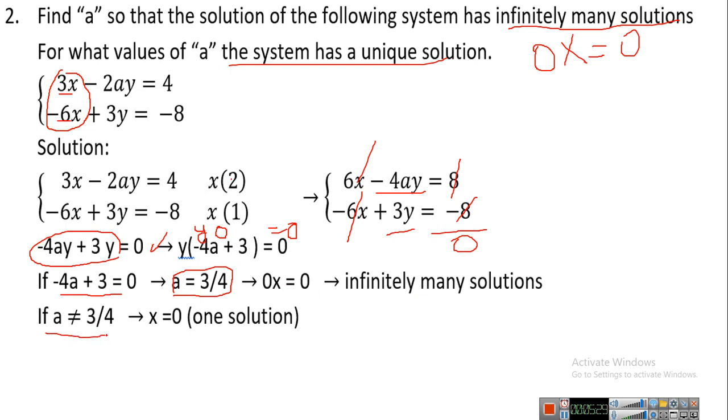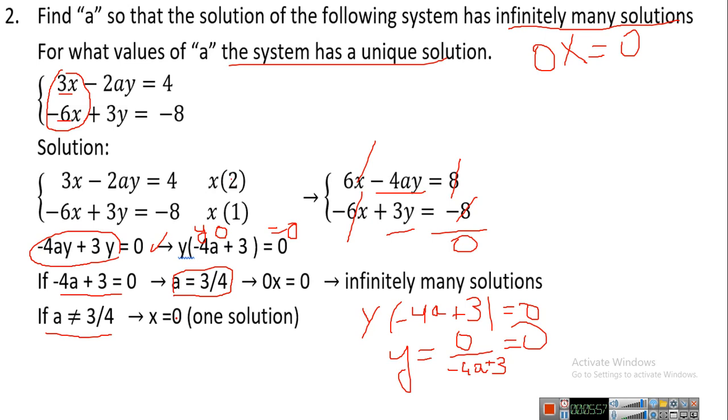And if a is not 3 over 4, what do you get? The coefficient of y is a number which is not 0, any number except 3 over 4. So you can solve it. You're going to get y will be 0 over that number. 0 over any number is always 0. Okay, so you're going to get here x is 0, sorry, here you must have 0y, because I did copy paste, and here you must get y. So in that case, you're going to have one solution.